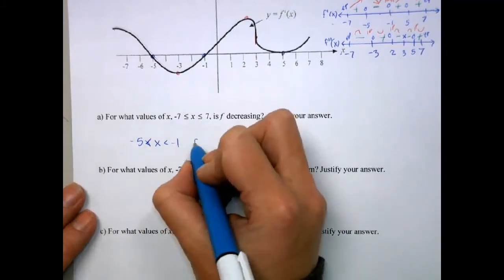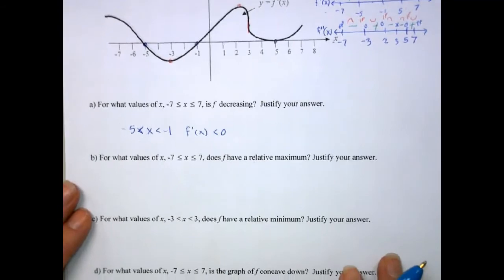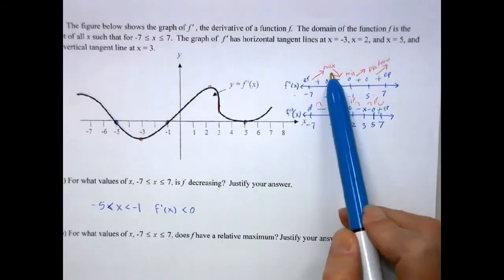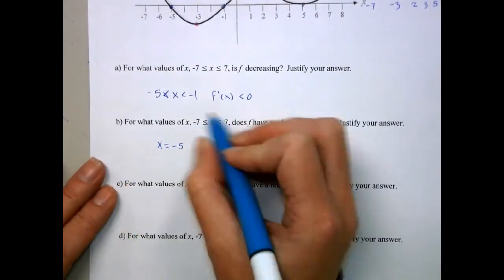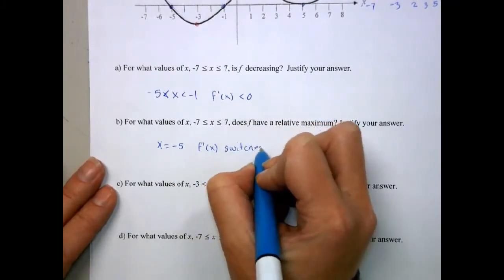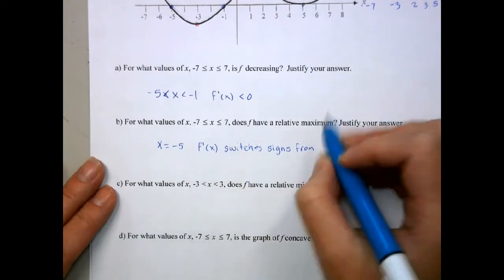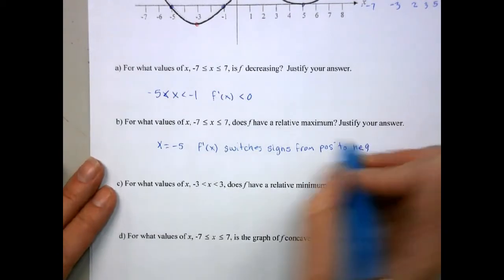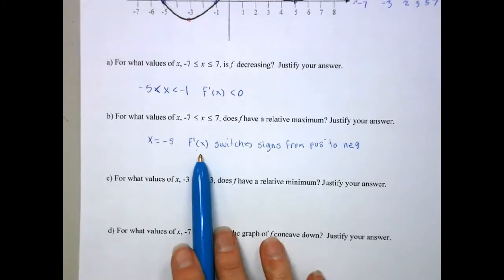And our real easy answer is because the first derivative is less than 0. These are easy points. So where we have a relative maximum, we already established that's at -5. And our justification is f prime of x switches signs from positive to negative. Okay, make sure you're saying f prime and not it or f or anything. It needs to specifically be the first derivative.